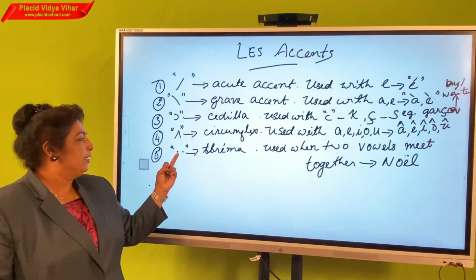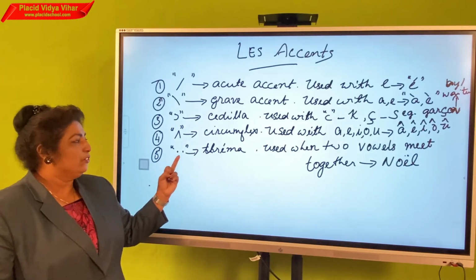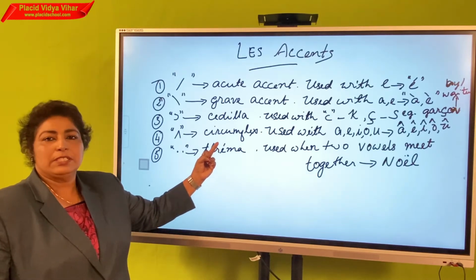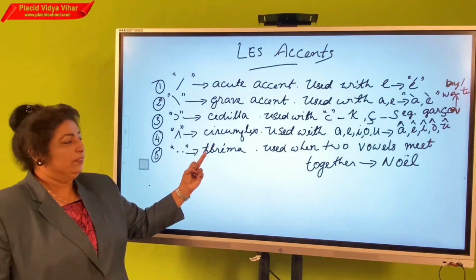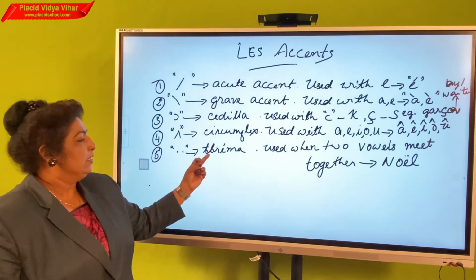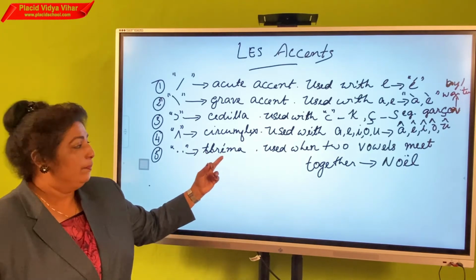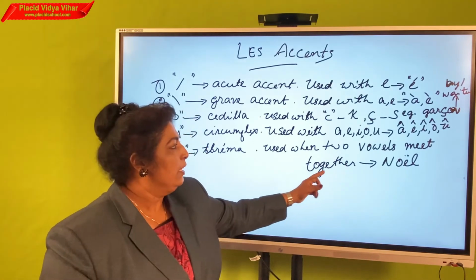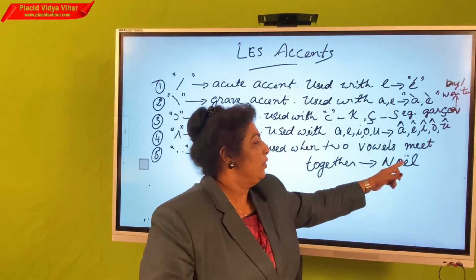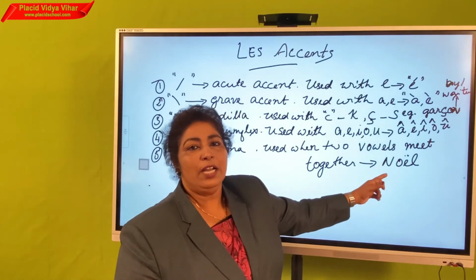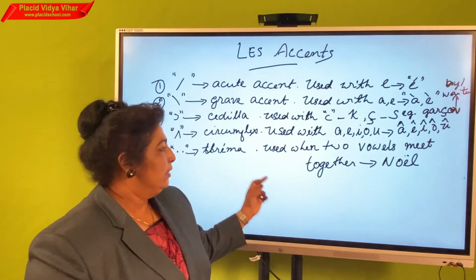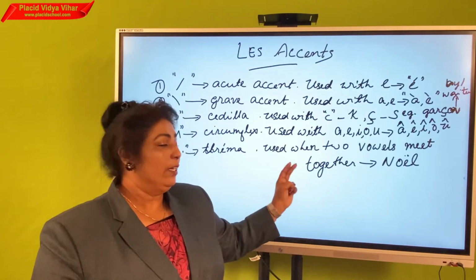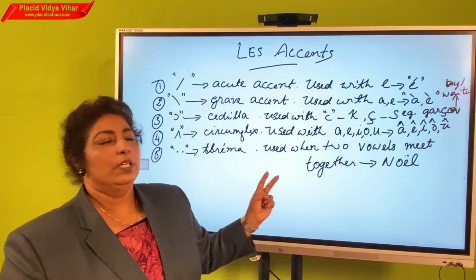Now next is 2 dots. You can see 2 dots here. This is called tréma. See, when I wrote tréma, I put an accent here. I hope you saw this accent. This accent is called acute accent. So this is pronounced as tréma. This is used when 2 vowels meet together. Not always. For example, Noël, N-O-E tréma L. You know what is Noël? Noël is Christmas. That doesn't mean wherever two vowels are coming together, you have to put tréma. No. When and where you see, accordingly you have to learn.